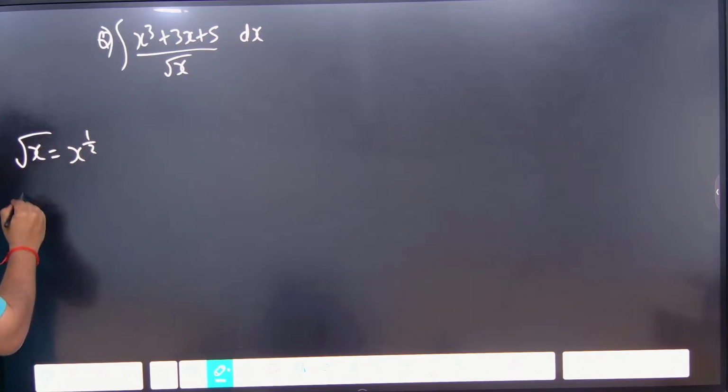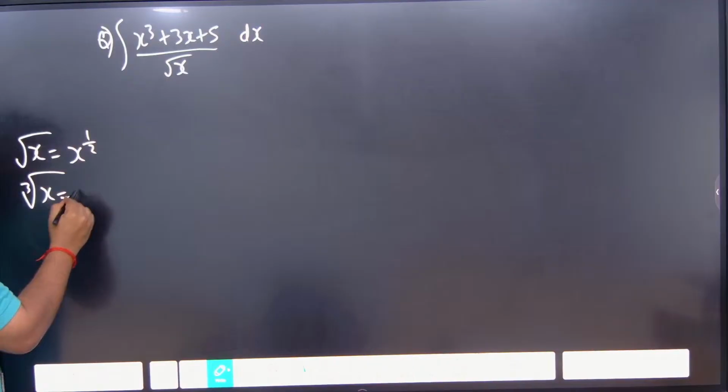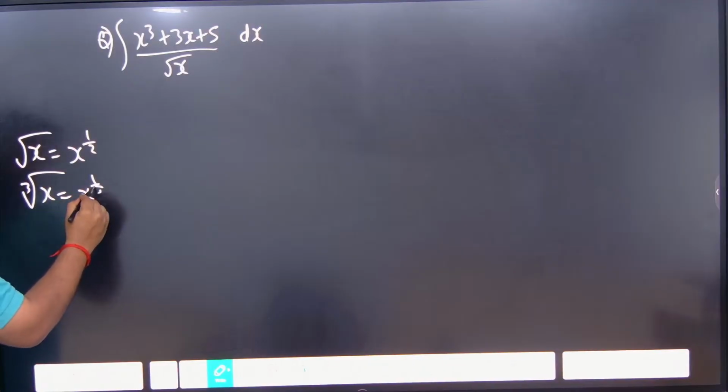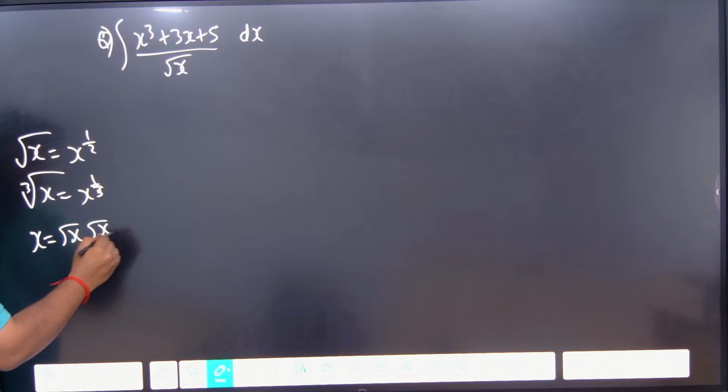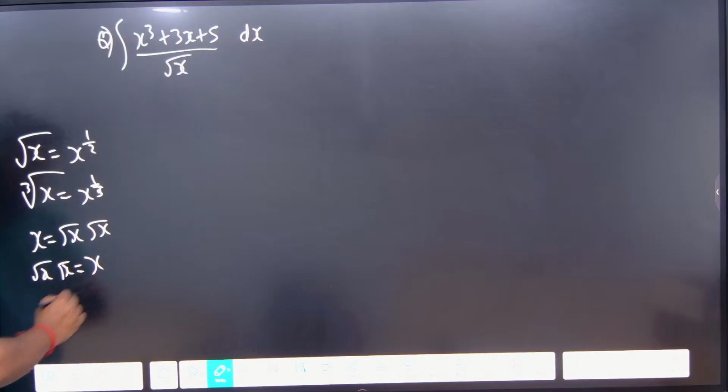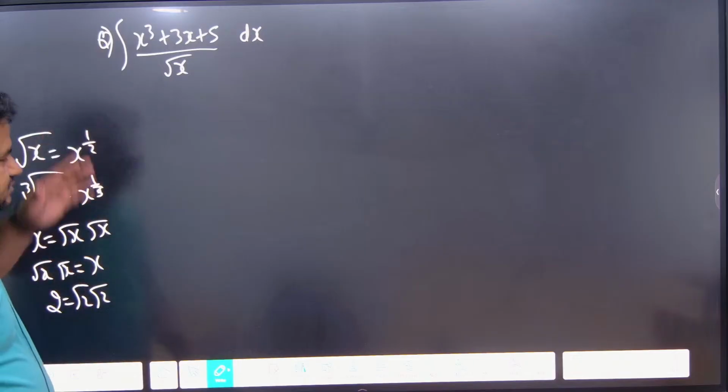If I write cube root of x, I can write it as x to the power of 1 by 3. Also I know x can be written as square root of x into square root of x. Also square root of x into square root of x will be written as x. So simply put, if I write 2, I can write this as square root of 2 into square root of 2. So these things are helpful for us here.